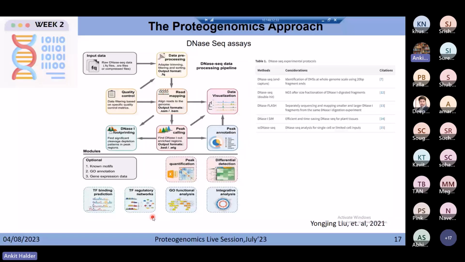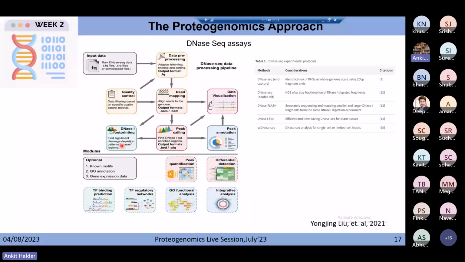the analysis is more or less the same with raw DNase-seq data, starting with data pre-processing with adapter trimming, filtering and sorting. This is exactly the same as with other normal sequencing data analysis: quality control and read mapping, then DNase1 footprinting, that is after the peak calling. So peak calling is again the same, to identify those regions from the whole genome and find significant cleavage depletion in peak regions.